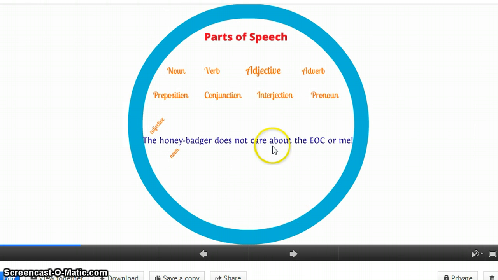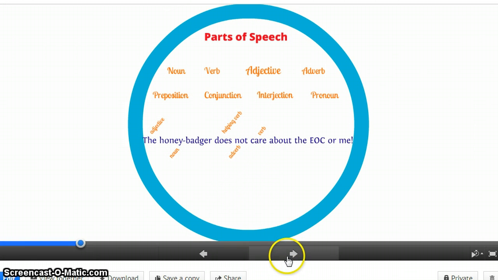Now here we have does not care. Let's go ahead and put all of those up. So, does care is one verb. Care is our main verb. Does is our helping verb. It shows the action of the sentence. And not is an adverb. It describes the verb does care. So, it adds on information saying you don't care.